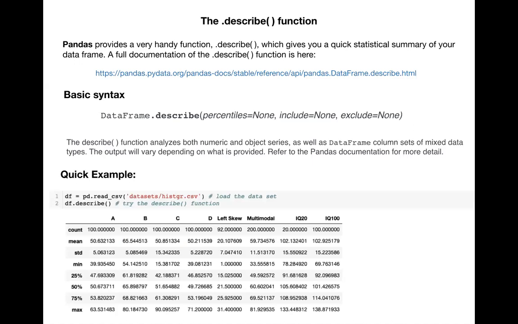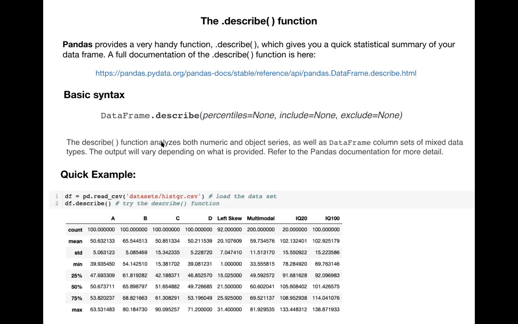We cannot go through all the useful functions of pandas, but here is a useful one for statistics that I want to introduce to you, which is called the describe function. The basic syntax is the name of the data frame dot describe, and then you can have inputs which are set to none as default.